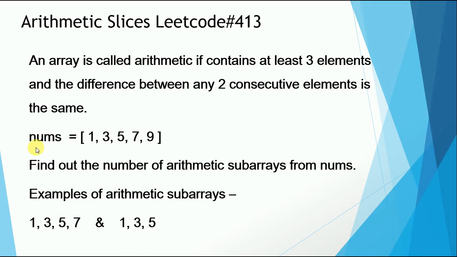So you are given this array nums over here. You need to find out the number of arithmetic subarrays from this array. For example, 1, 3, 5, 7 is one arithmetic subarray, and so is 1, 3, 5.